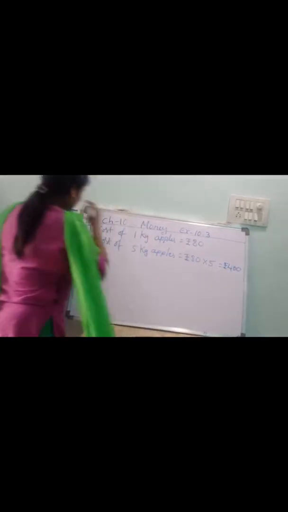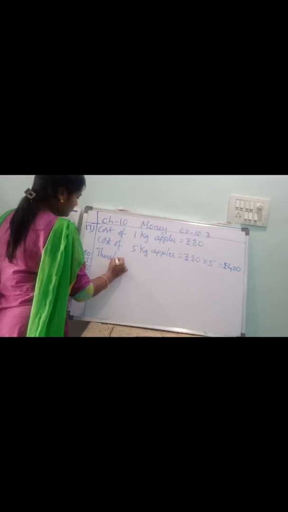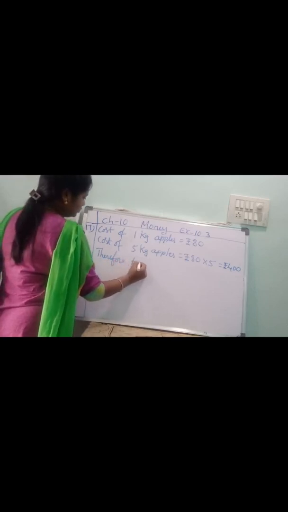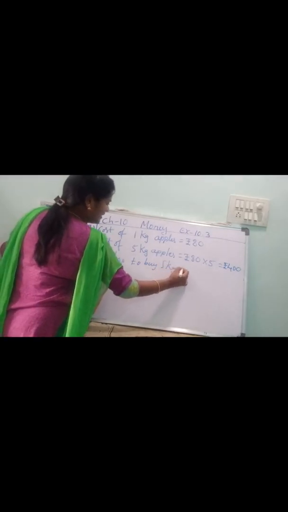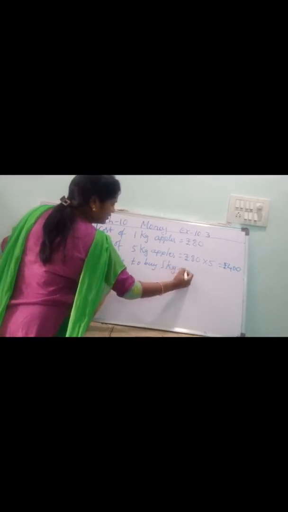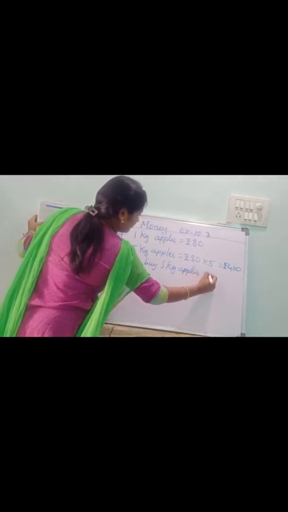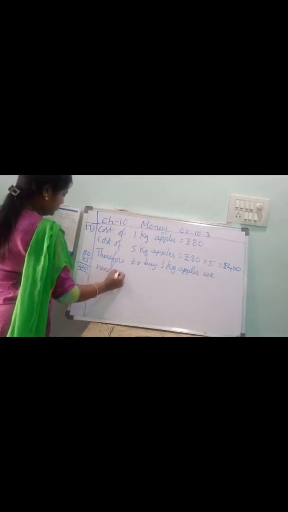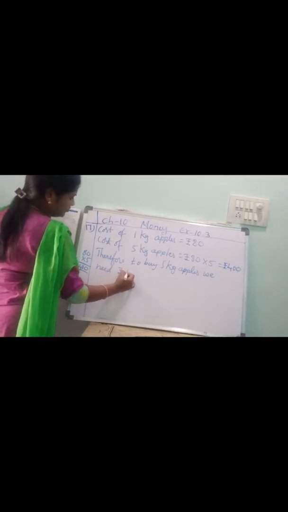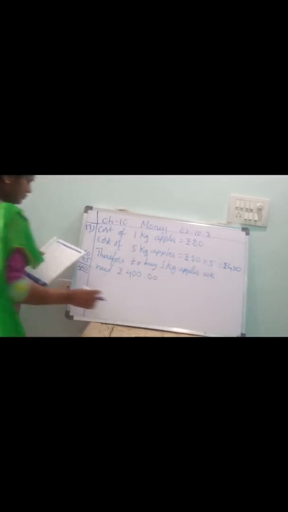400. Yes or no? Therefore, to buy 5 kgs apples, we need to pay how much? Rupees 400. Yes or no, children? Right.